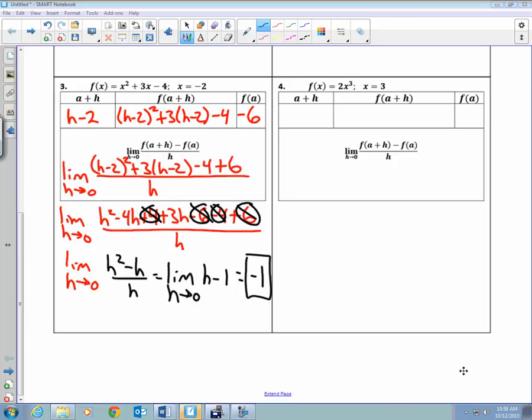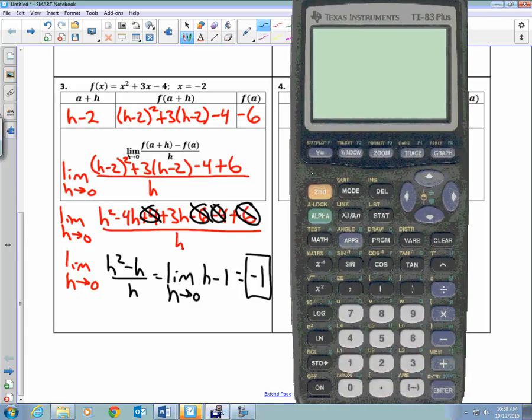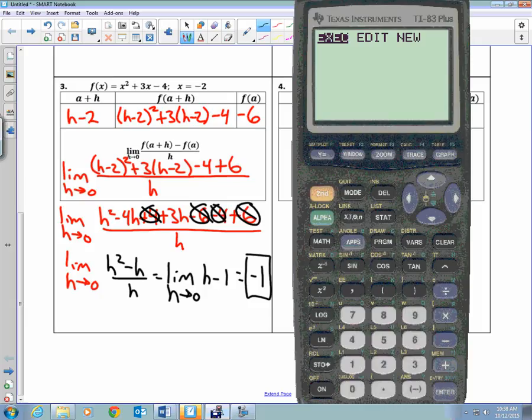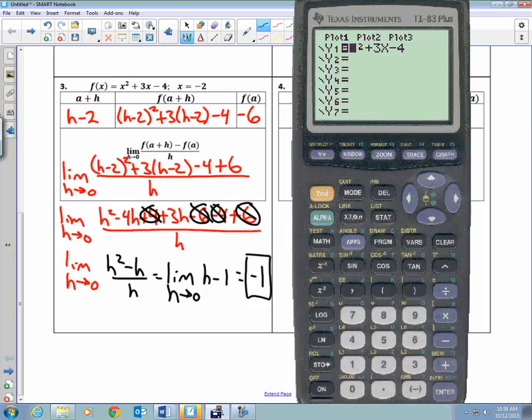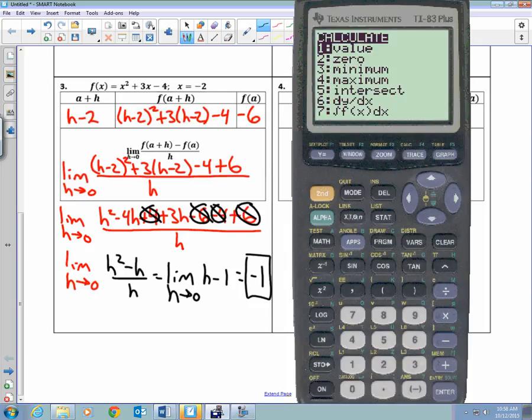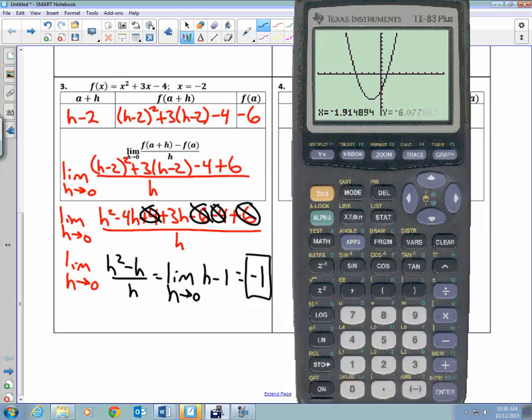That's okay. I'm going to go to my calculator, and I'm going to ensure that I have the right answer. I go into y equals. I type in x squared plus 3x minus 4. I then go second calculate, and I want to find the derivative, and derivative is dy over dx, or number 6. It doesn't ask me what x value, I just have to tell it what x value I want. I wish it would say x question mark or something like that, but I just type in negative 1 and press enter, and it says dy over dx.